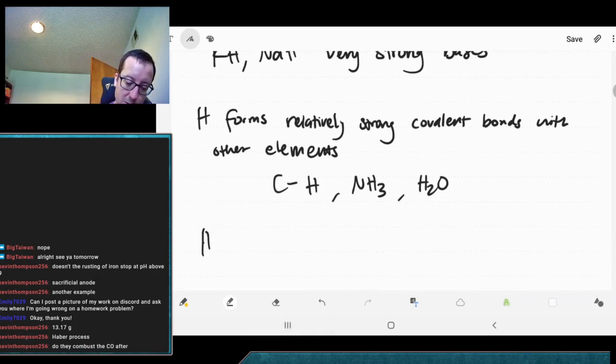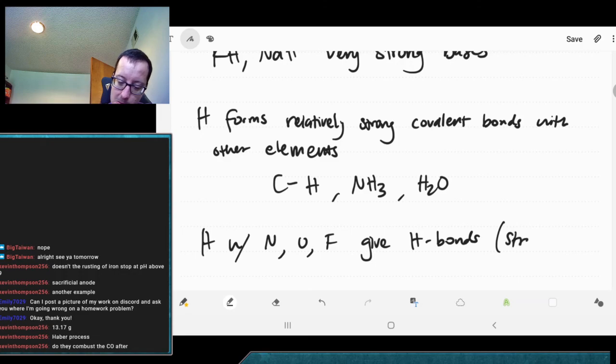We know that hydrogen bonded to nitrogen, oxygen, or fluorine will give hydrogen bonds, which are a strong intermolecular force. So as you can see, this chapter is just going to be a lot of review and general information. I have no idea what I'm going to ask you on your exam for this yet. I'll think about that.